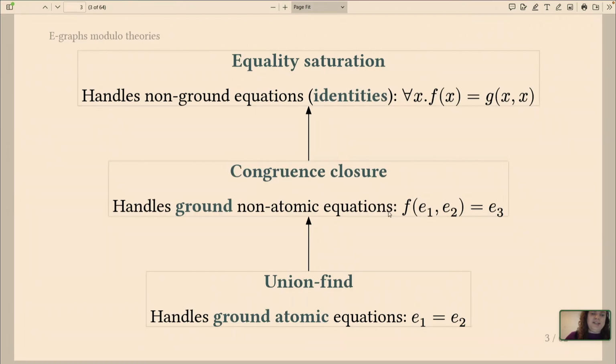So here's how I like to think of e-graphs. You can think of it as three layers. The bottom layer handles ground atomic equations: E1 is equal to E2, E2 is equal to E3, so we should figure out that E3 and E1 are equal. On top of that, we have congruence closure, which handles the non-atomic equations where we have function symbols. And then the top layer is equality saturation, which handles identities, which are universally quantified equations.